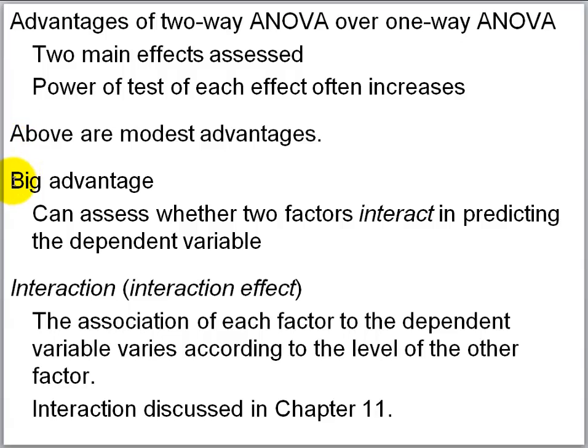Now, the really big advantage of two-way ANOVA is that two-way ANOVA can assess whether factors interact in predicting the dependent variable. We first encountered interaction or interaction effect in Chapter 11. So the idea behind interaction is the association of each factor to the dependent variable differs according to the level of the other factor.